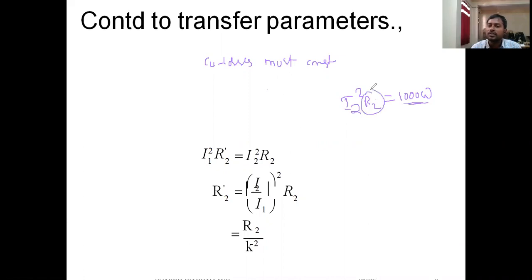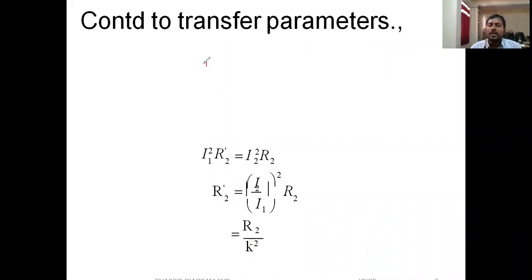If you transfer this resistance to primary, in the primary also copper losses must be the same. I will explain that with an example. But remember the condition: copper losses. If you want to transfer the resistance from primary to secondary or secondary to primary, you need to satisfy the condition, that is, copper losses must be constant.